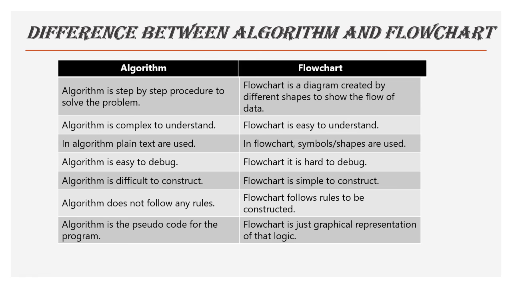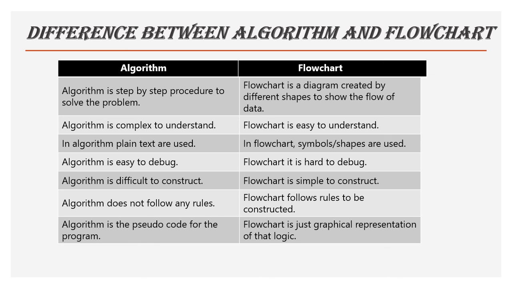Now, the difference between algorithm and flowchart. An algorithm is a step-by-step procedure to solve a problem, and a flowchart is a diagram created by different shapes to show the flow of data. An algorithm is a step-by-step process. We will see one example so you will get an idea what an algorithm is and what a flowchart is.